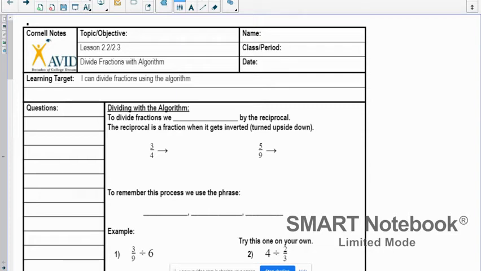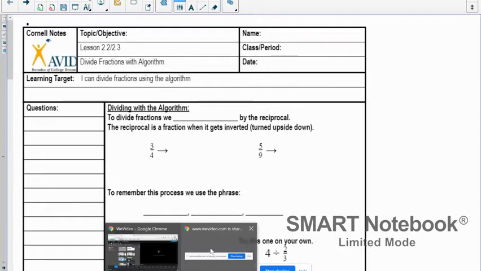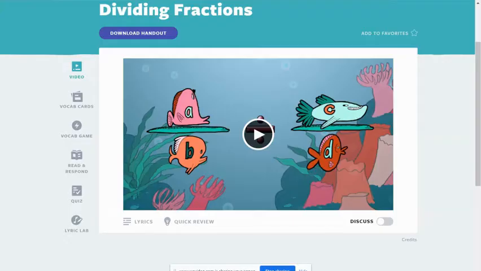All right, guys, today we're going to learn how to divide fractions using the algorithm. We're going to start by watching a short video. It's really catchy, so it really helps with memorizing the process of dividing fractions. It's always helped my students in the past. They come back and they say, oh, Miss Lakin, I always remember that video that we watched.